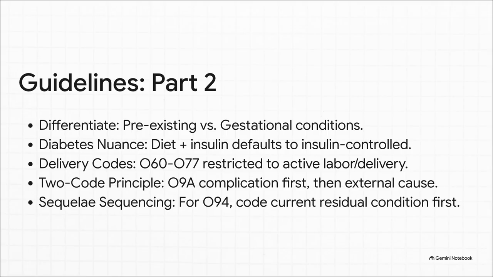Number 8, delivery codes O60 through O77 are strictly restricted to active labor and delivery only. Number 9, the 2-code principle for O9A that we just talked about. Pregnancy complication first, then the external cause. And finally, number 10, the Sequelae exception. For O94, you break the primary rule and code the current residual condition first.